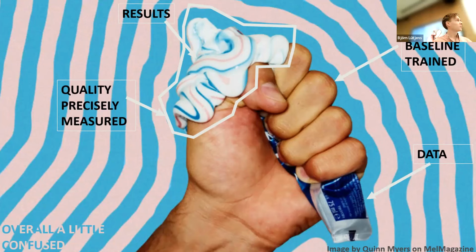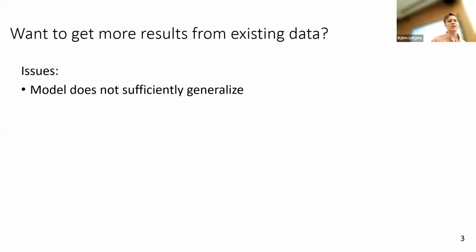And the question now becomes, you have this half-squeezed tube of data. So obviously, you can get more out of it. But the question becomes, what are the easiest ways to do so? So you want to get more results from your existing data.